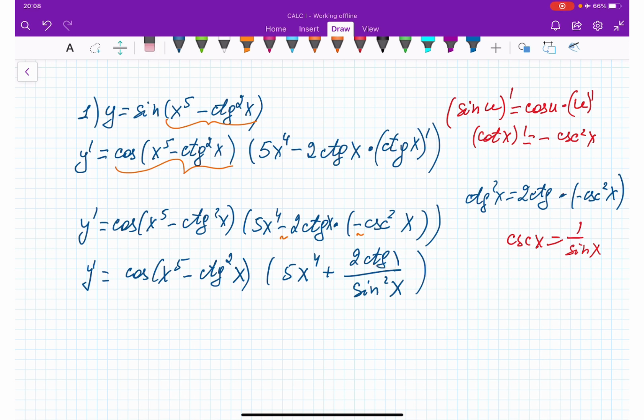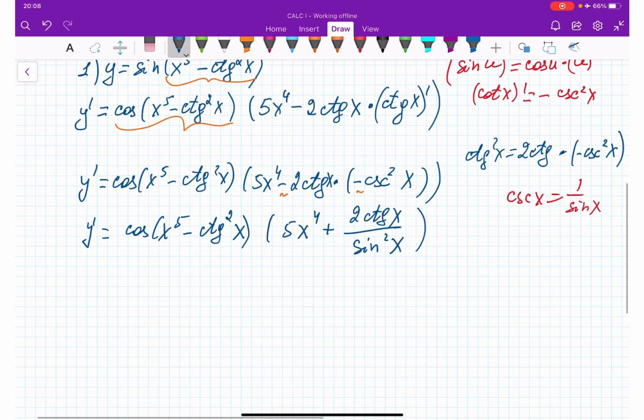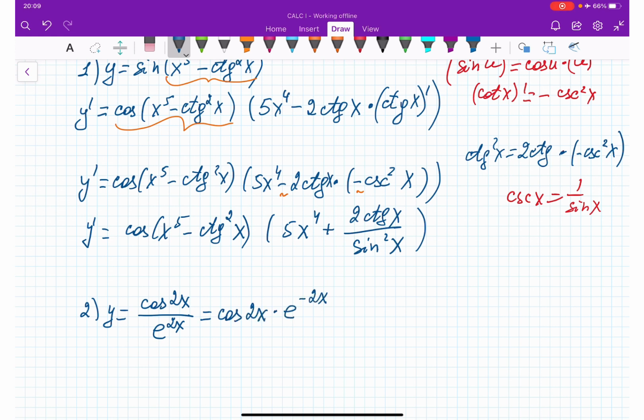Next one. Moving to the next one, which is number 2: y is equal cosine 2x over e to power 2x. I'm going to rewrite it and write it down in the form of a product: cosine 2x times e to power negative 2x. All right. What is it going to be equal?